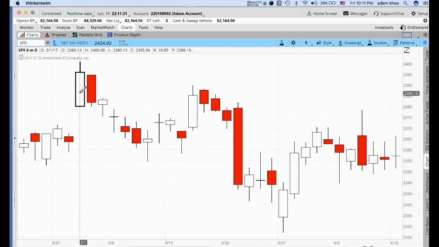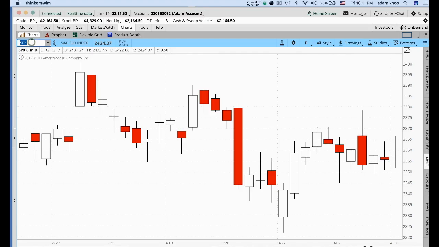Okay, R is range. So range tells me from the bottom of the candle to the top, it is $20.85 on the S&P 500. Okay. And the last one is Y. Y basically is the price where you're moving the cursor to. So notice as I'm moving the cursor up and down, it shows me the price of where my cursor is. As you can see that.